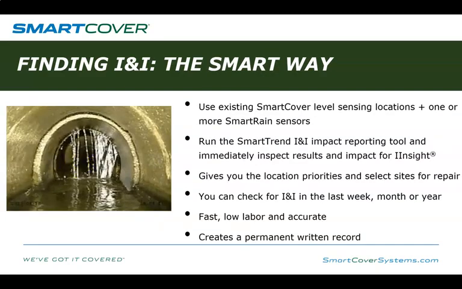There's an easier way to go: finding it the smart way, using the existing SmartCover level sensing locations and one or more rain sensors. Here's a typical example of I&I coming into this pipe. So you run the SmartTrend I&I impact reporting tool, inspect the results, and it gives you the location priorities and selecting sites for repairs. You can check for I&I in the last week, month, or year. It's fast, low labor, and accurate. It creates a permanent written record.